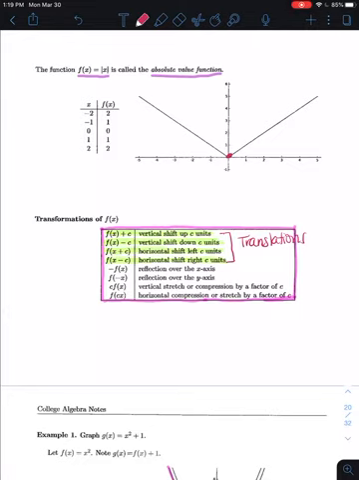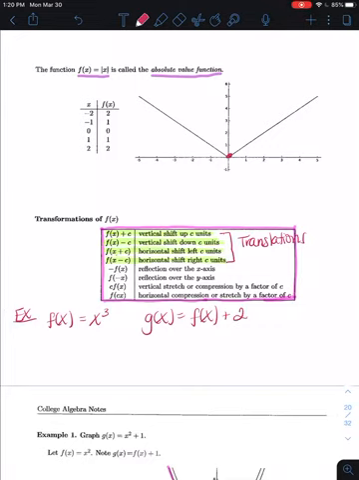So let's talk about what this f of x plus c and f of x minus c and then the f of x plus c in parentheses mean. For example, if I tell you the parent function is f of x equals x to the third, and then I tell you that the new function we're going to create is f of x plus 2 behind it.